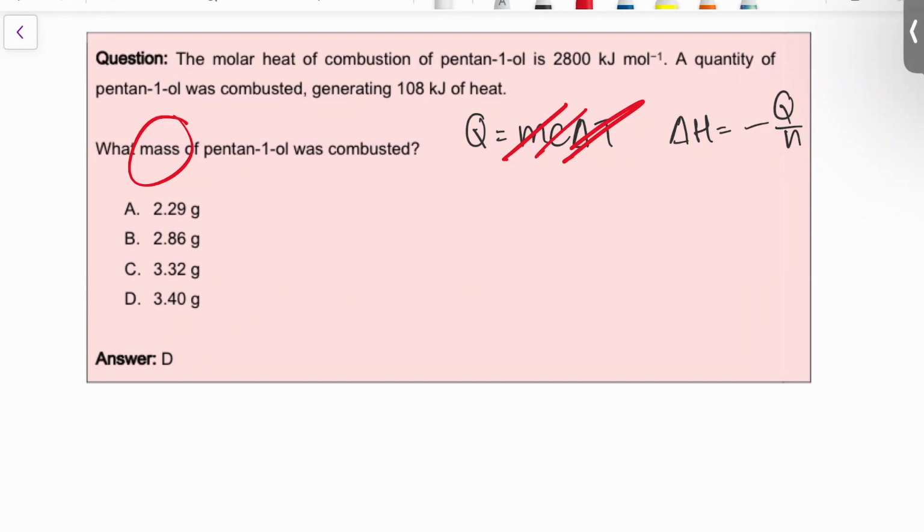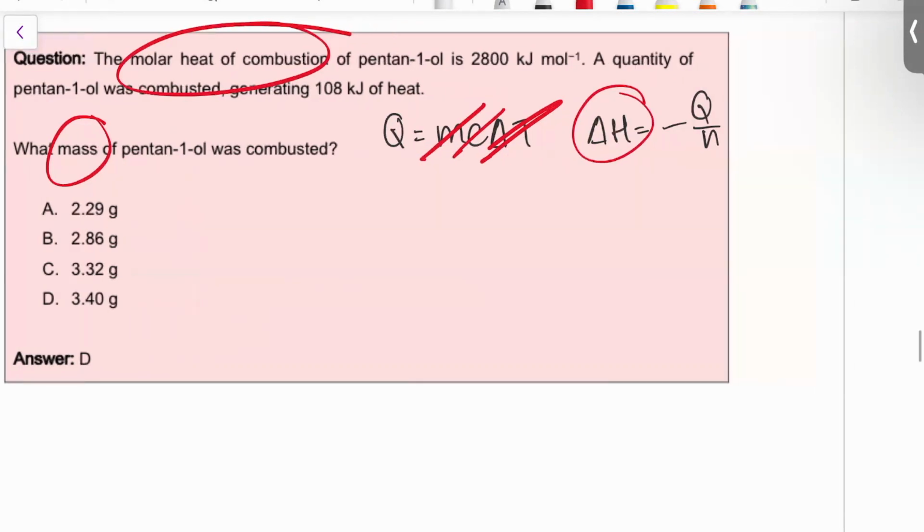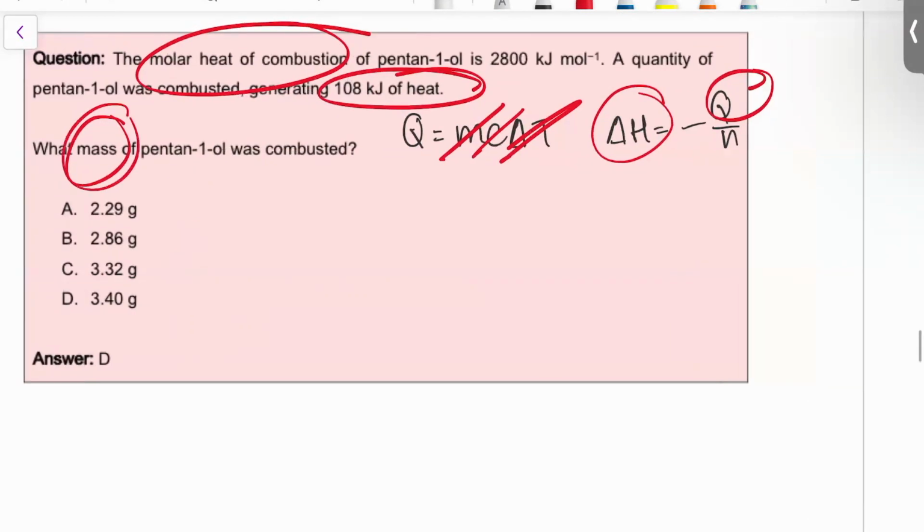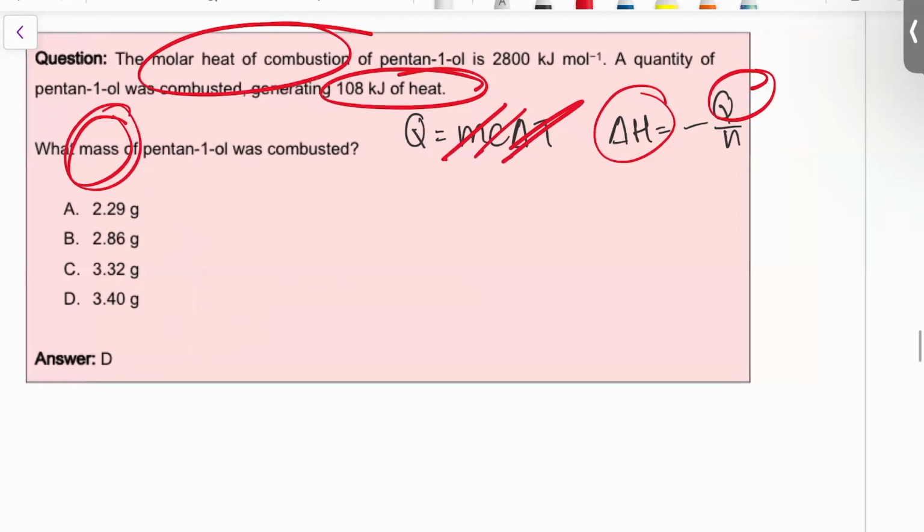What they've given us is the molar heat of combustion, which is this. They've given us the heat that gets produced, which is 108 kilojoules. And then they're asking us for mass. So we have 2 out of the 3 things, and we're asked for a third, which gives me the hint that my mass is going to come from my moles. Why? Because I'm going to calculate my moles of pentanol, and use mass on molar mass to figure out my mass of pentanol that way.